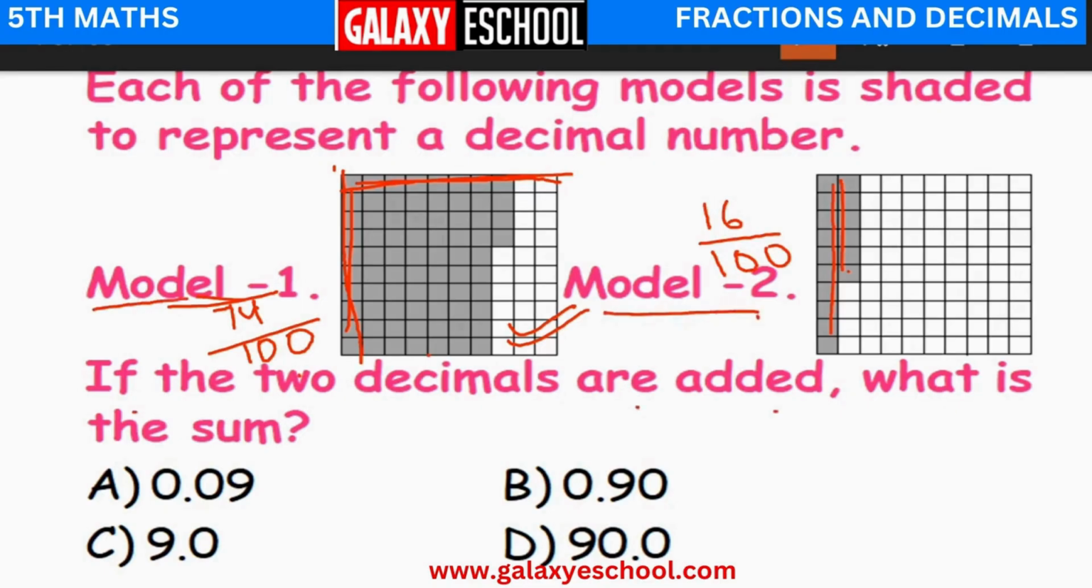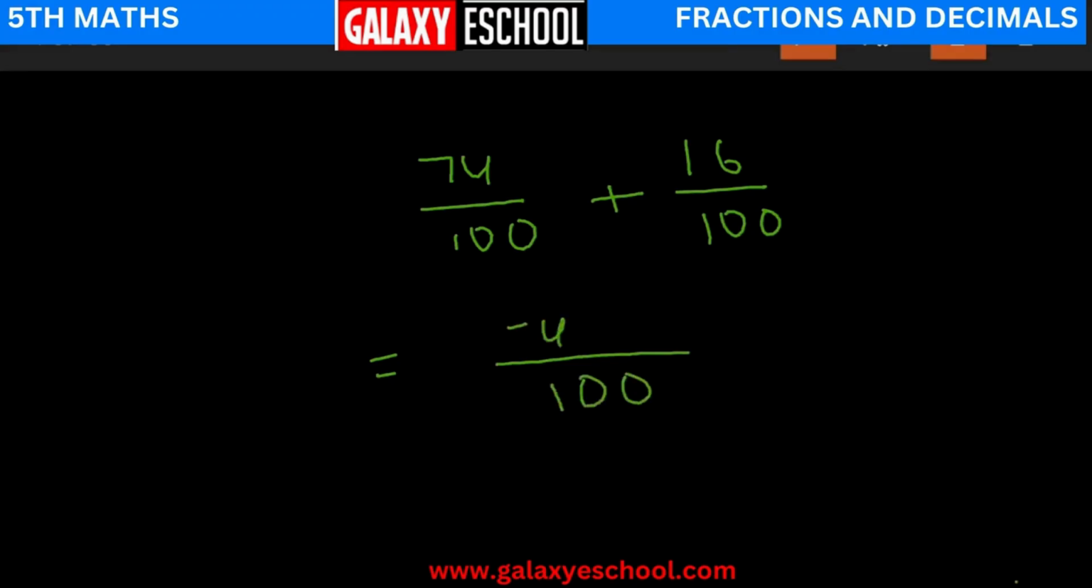Now if the 2 are added, what is the sum? 74 by 100 is for model 1 and 16 by 100 is for model 2. What are they asking? If the decimals are added. Now from here we can proceed in 2 ways. The first is we can add the fractions as it is. This would be 90 by 100, and then finally convert this fraction into a decimal. In the denominator we are having 2 zeros. So in the numerator we'll place a point after 2 digits from the right.